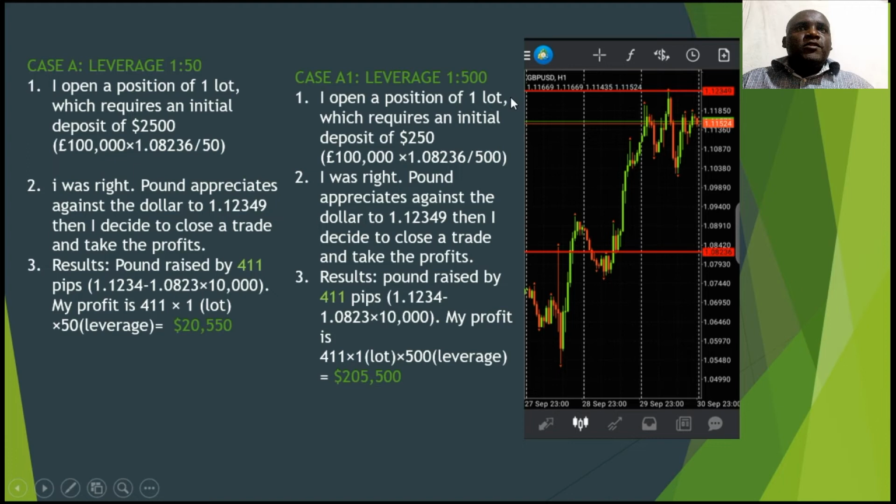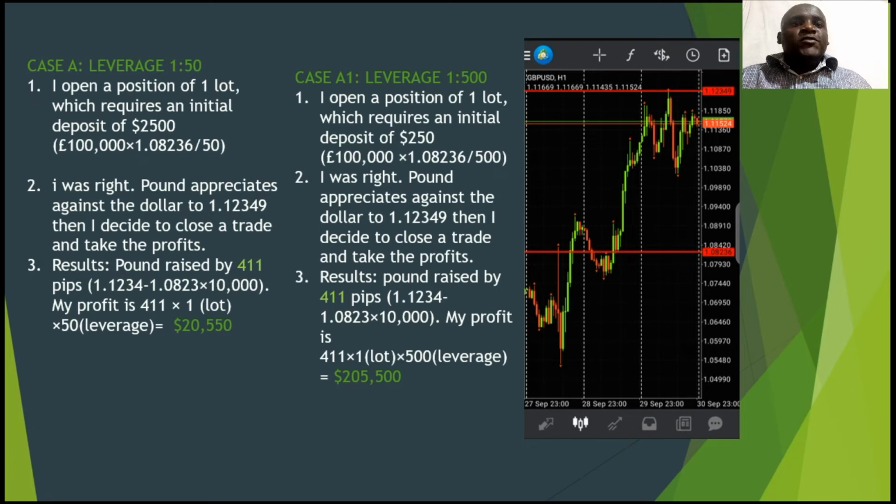So I go now to case A1. Having a leverage of 1 to 500, I open a position of 1 lot, which requires an initial deposit of $250. So the higher the leverage, the smaller the amount to deposit. The lower the leverage, the higher the amount to deposit. But it is opposite in terms of risk. So the higher the leverage, the higher the risk. The lower the leverage, the lower the risk.